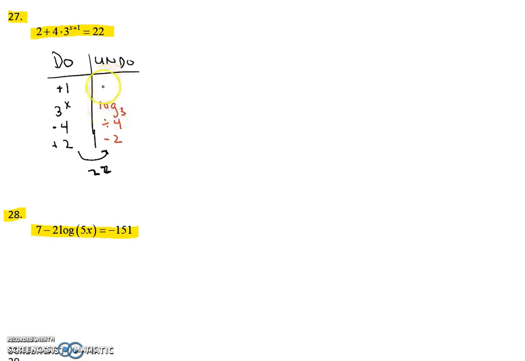Now to undo the exponent, this is where I need the log, and that log is going to carry the same base as the exponent. So you see that's why I have a log base 3. Then I need to subtract 1, which will be the very last thing that I do. So let's go ahead and get the equation rolling here with the algebraic steps. So we're going to start by subtracting 2 on both sides, then dividing by 4.